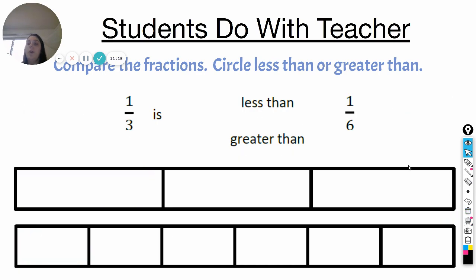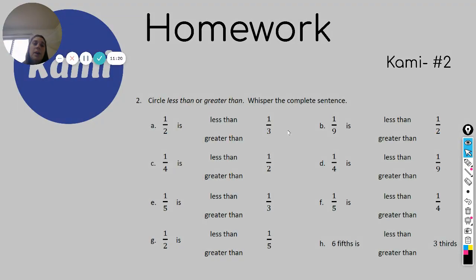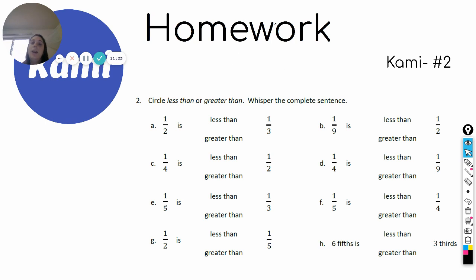Okay, go ahead and erase your whiteboard. And let's take a look at what we're doing today. You have a Cami homework. You're only doing number 2, okay? So you are going to be comparing fractions. All right, so I know they look kind of tightly spaced together, but if we're looking at A, you're comparing 1/2 and 1/3, and it's asking is 1/2 greater than or less than 1/3.